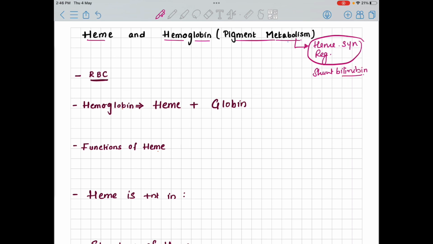Now, what is basically RBC? RBC is nothing but red blood cells which are present in our body. They are biconcave in shape. Apart from their shape, their diameter is 7 microns. RBCs contain hemoglobin, and this hemoglobin is made up of two parts, heme and globin. Apart from that, RBCs are synthesized with the help of erythropoiesis.